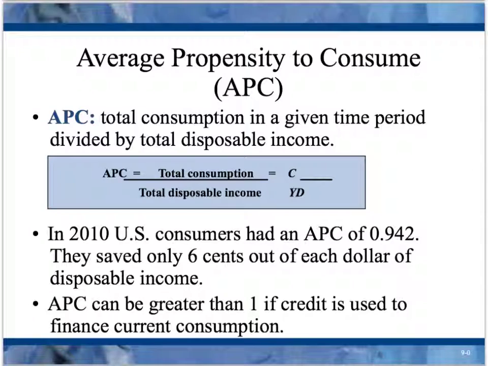Here you have to understand the intuition behind average propensity to consume. What does that mean? It will give you some kind of statistics, averages. In 2010, US consumers had an APC of 0.94. What does that mean? For every dollar you earn in the United States economy, the average individual spends 94 cents out of this $1. And consumers saved only 6 cents of each dollar of disposable income.